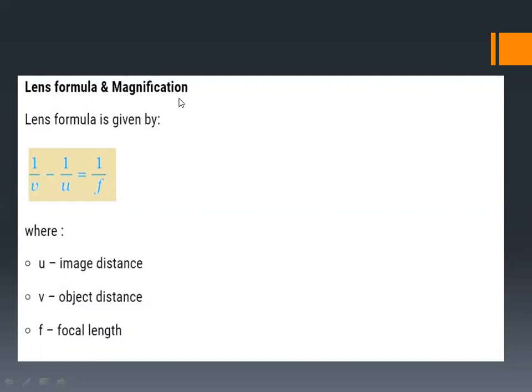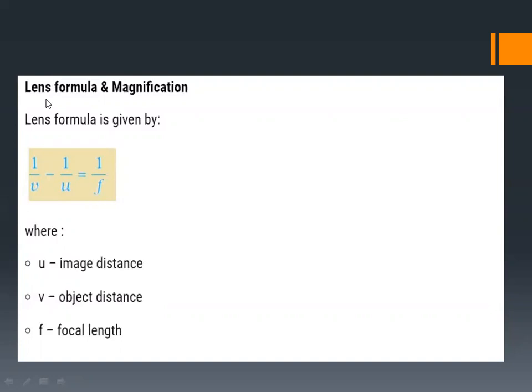As you can remember, for mirrors we have studied the mirror formula and magnification, and it is somewhat similar. For lenses, we are going to study the lens formula. In the mirror, what is the formula that we have studied? 1 by V plus 1 by U is equal to 1 by F. That is, U and V are friends. I told you this shortcut to keep it in mind.